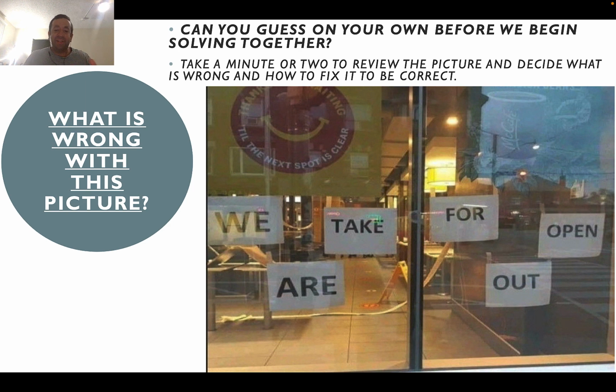All right, so if you've paused the video, you've taken a minute or two or at least 30 seconds to decide what is wrong. So obviously we do not have the correct sentence order. That's what's wrong with the picture. We got 6 different flyers. We got one word for each flyer, and it says we are take for out open. We are take for out open. That makes no sense to me. And it shouldn't make sense to you, even as an English learner. So we need to fix the sentence order. That's what's wrong with this picture.